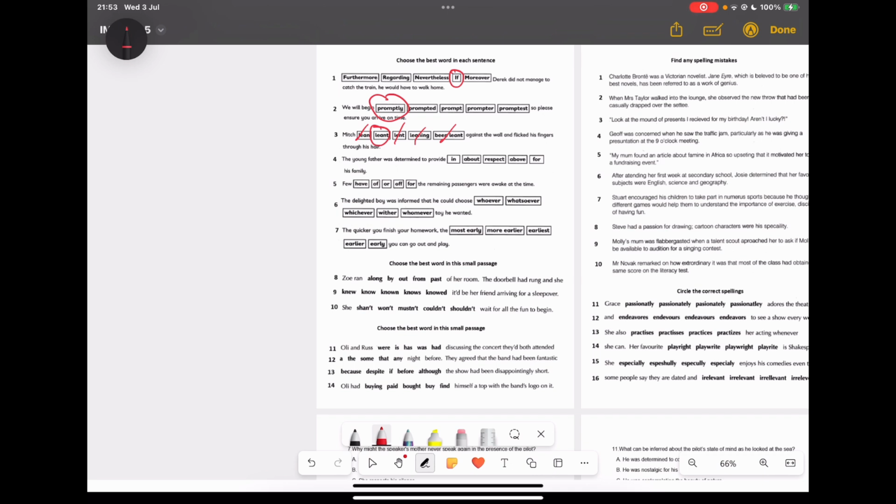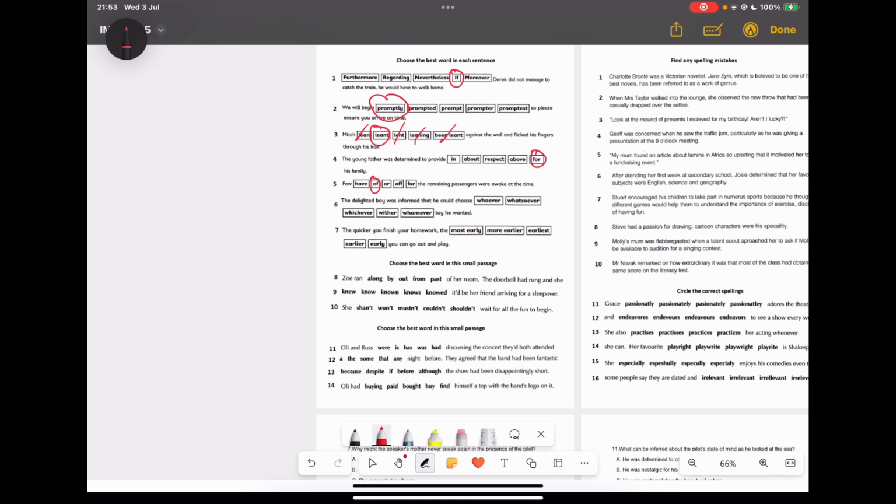Okay, next is then question 4. So the young father was determined to provide something his family. So this will be provide for his family. Question 5. Few something, the remaining passengers, were awake at the time. So few of the remaining passengers, so OF. So few of the remaining passengers were awake at the time.